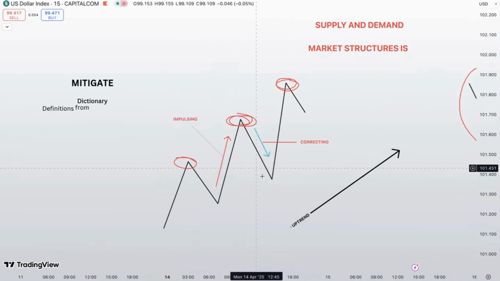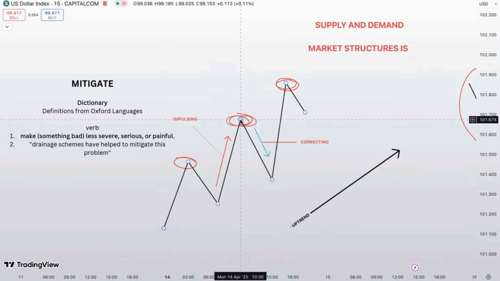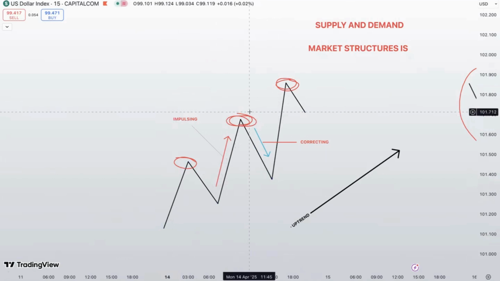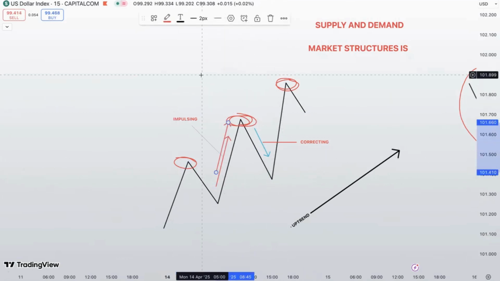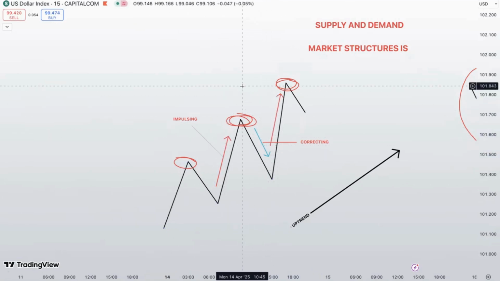So the word mitigation means to lessen something, right? So it came back to lessen this entire movement, this impulse move, before advancing again towards the upside, creating another impulse move towards the upside. Doesn't make sense?